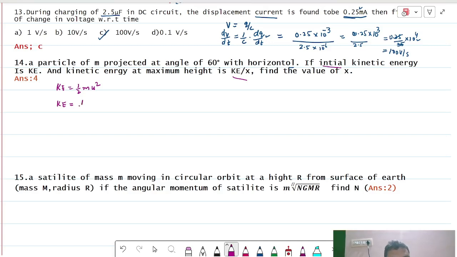So the kinetic energy at the maximum height, Ke2 I will take, is equal to 1 by 2 m into u cos theta whole square at the maximum height. So that equals 1 by 2 m u square into cos square theta. Here the angle is given as 60. Cos 60 is 1 by 2, so 1 by 4 will come. Therefore Ke2, the kinetic energy at maximum height, is equal to Ke by 4. That means x is equal to 4. This is the answer.